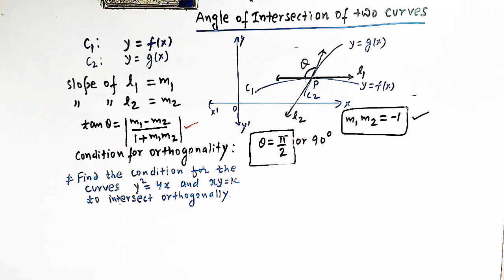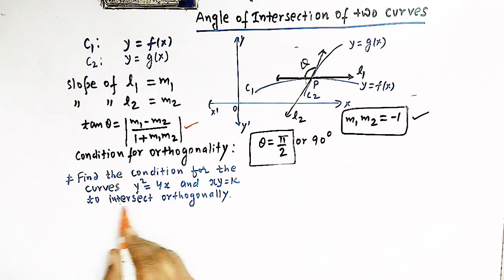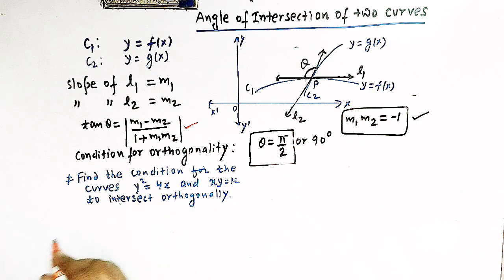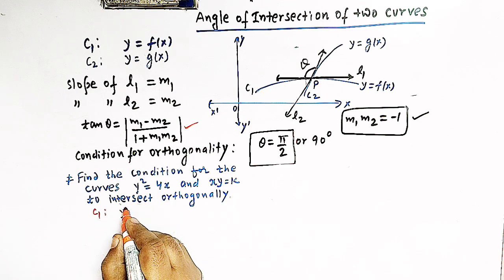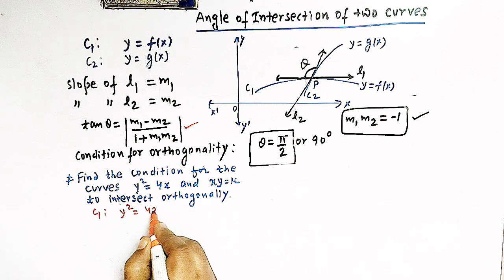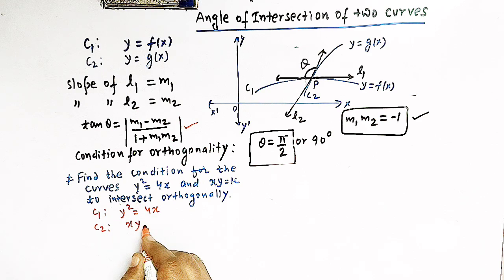So now let us consider the second problem, and here we have to find the condition for the curves y square is equal to 4x and xy is equal to k, where k is some real number, to intersect orthogonally. So here we are given the equations of two curves. C1 is y square is equal to 4x, and C2 is given by the product of x and y is equal to k. K is some real number.